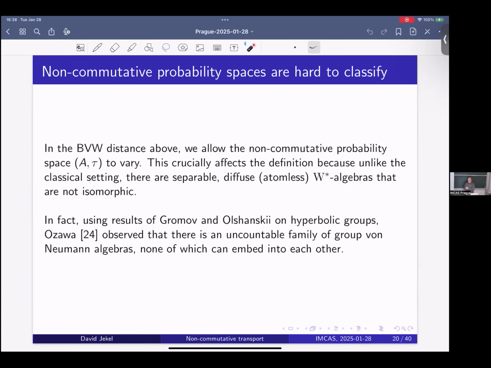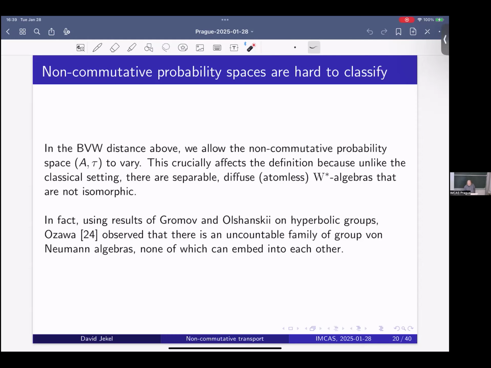Because in contrast to classical probability, there are tons of different von Neumann algebras that are not isomorphic to each other. There are even uncountably many that cannot embed into each other, which was shown by Ozawa. And so it will make a difference: if you fix one non-commutative probability space and find the infimum over couplings in there, you get a different answer than if you allow the ambient space to vary. So it's important to figure out what the correct ambient space is, and in this definition, it's allowed to be anything.